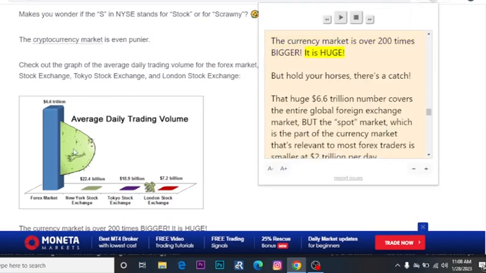So this is the forex market, and then the stocks. These are the stocks. When you add the volume that's traded in a day for the New York Stock Exchange, the Tokyo Stock Exchange, and then the London Stock Exchange, you realize the forex market is still way bigger than all of them, making it the largest market in the world.